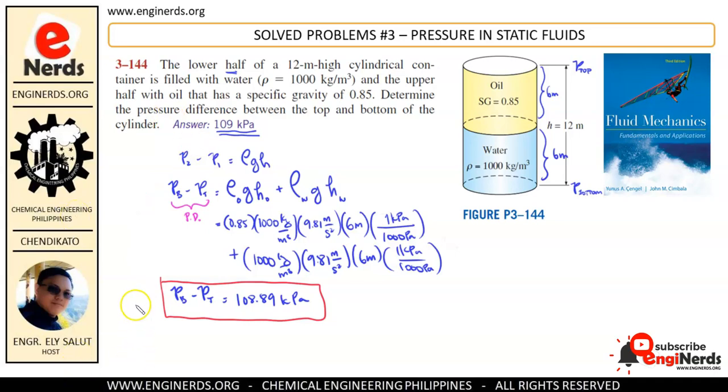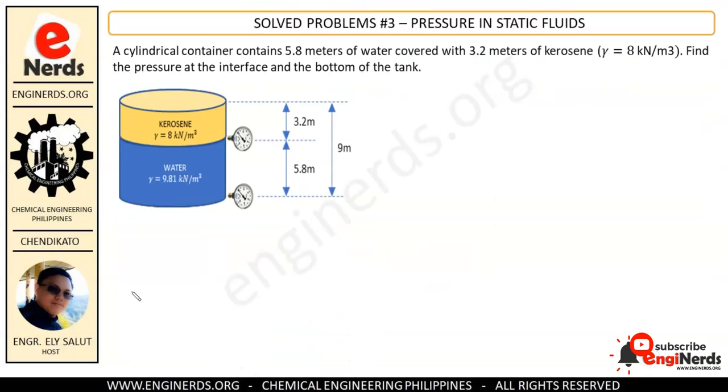Okay, so now let's go to the second question. Okay, so we have here a cylindrical container containing 5.8 meters of water covered with 3.2 meters of kerosene with a specific weight of 8 kilonewton per cubic meter. Find the pressure at the interface and the bottom of the tank. So, ito yung illustration ng ating given. No?